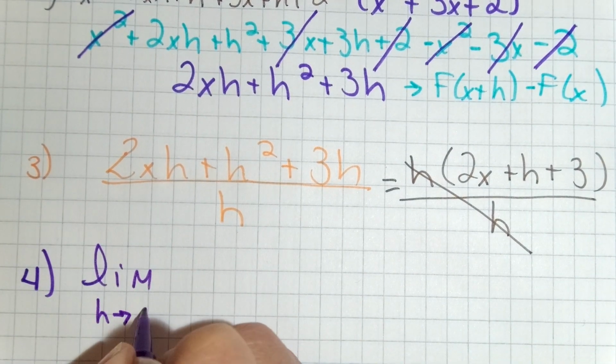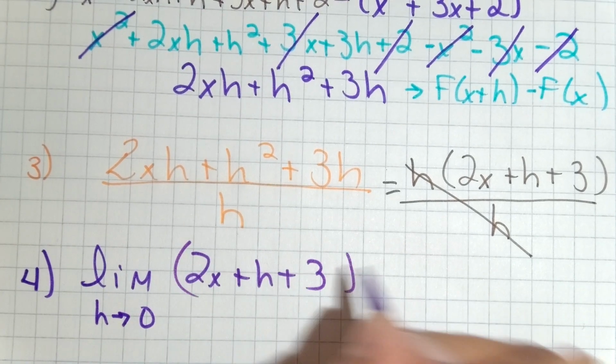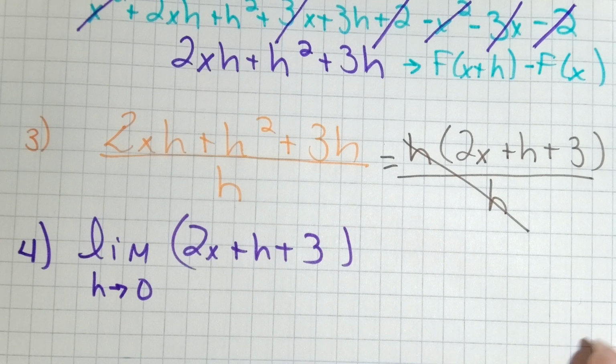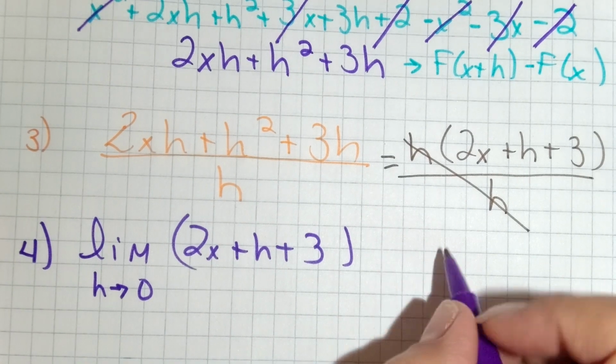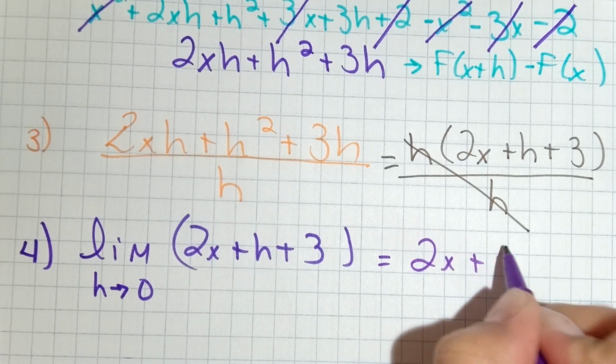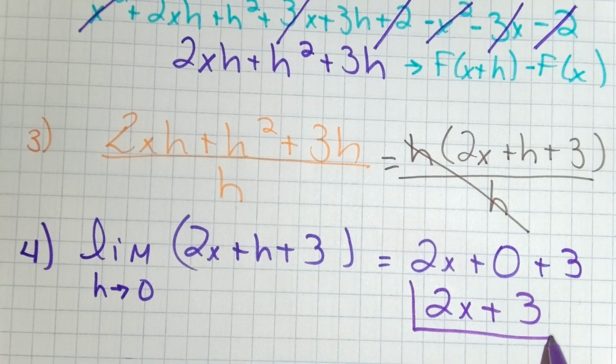As h approaches 0 of 2x plus h plus 3. How many h's do I have? 1. So how many times am I going to substitute in 0? Just once. So I'm going to have 2x plus 0 plus 3, and that leaves me with 2x plus 3. That is your final answer.